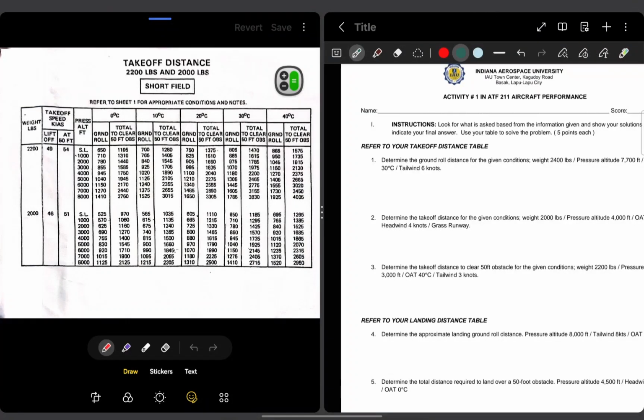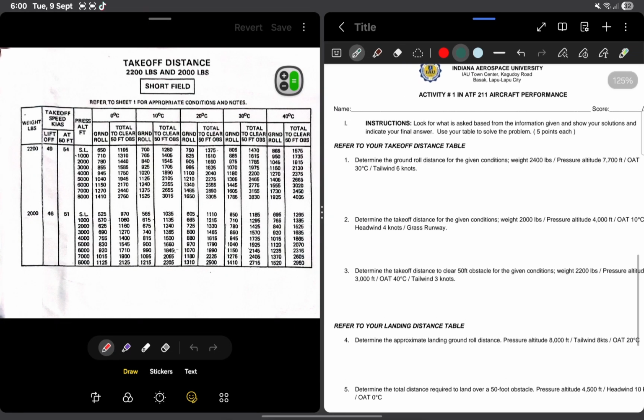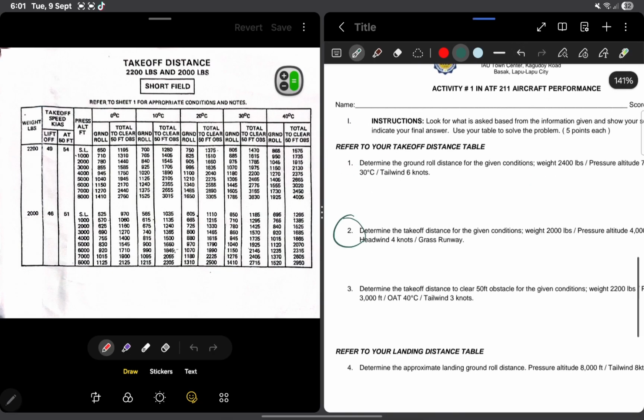Hello, fellow aviators. Our lesson today will be trying to calculate our takeoff and landing distances. So, okay, let's hop straight to it. Let's skip number one. We cannot answer number one in this, so we'll just skip straight to number two.